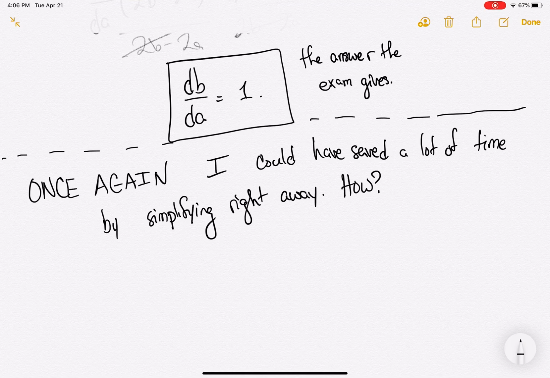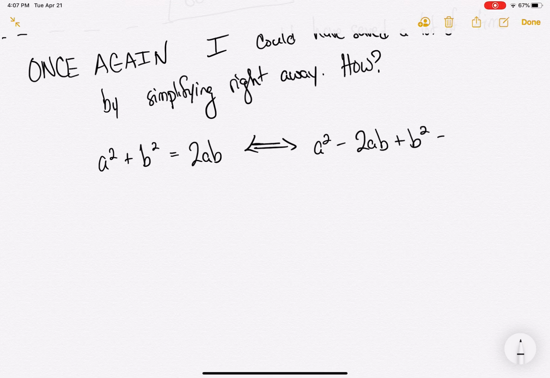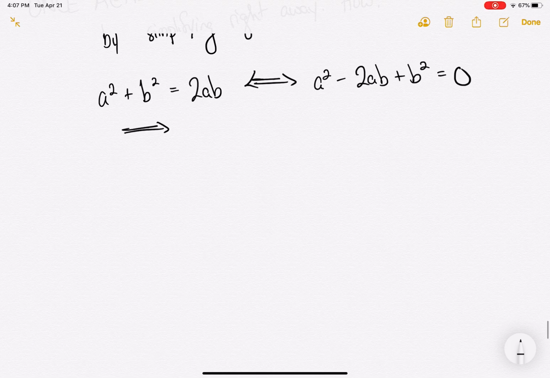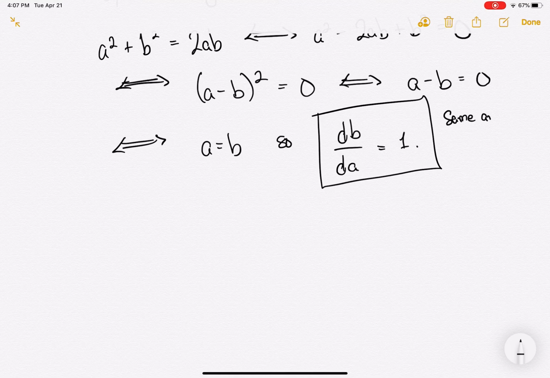How? Well, what did I write? I wrote a squared plus b squared equals 2ab, but that is actually equivalent to a squared minus 2ab plus b squared equals 0, which is equivalent to, double arrow means equivalent to, by the way, a minus b squared equals 0. Of course, that's equivalent to a minus b equals 0. And of course, that is equivalent to a equals b. So dB over dA equals 1. Just the derivative of both sides with respect to a is 1, of course. Same answer.